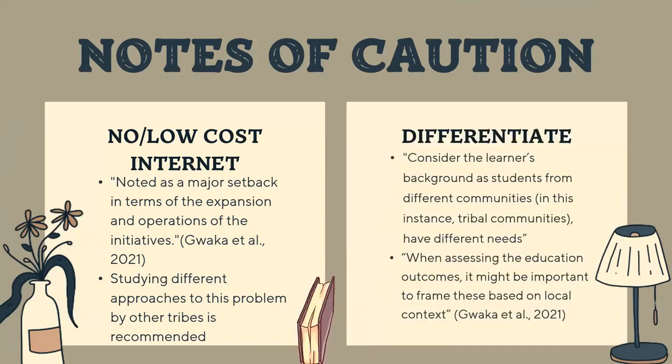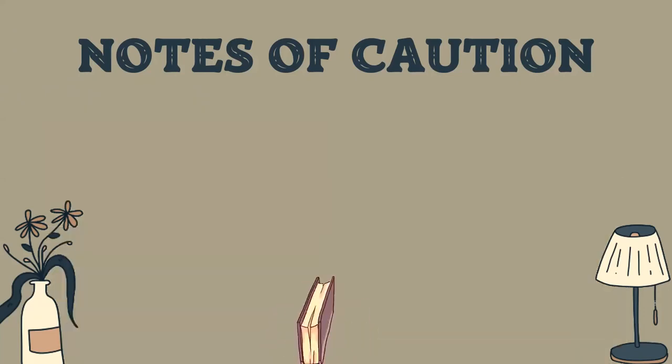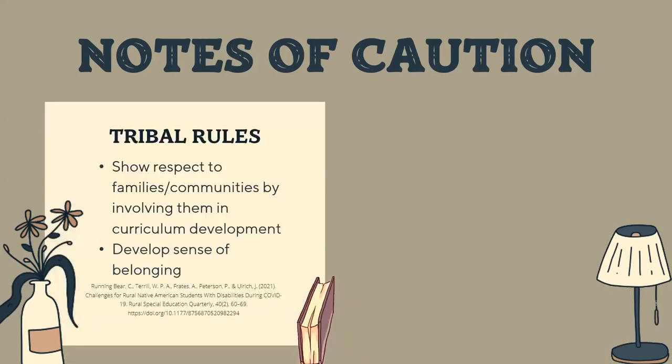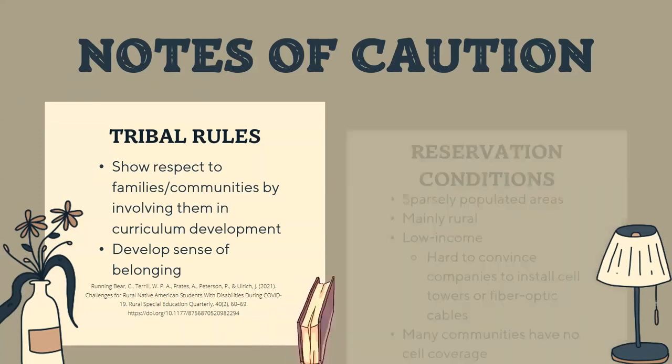When considering any initiative, it's important to differentiate the solution. No two reservations are exactly alike, and no one solution will work for all reservations. When assessing how an initiative is working, it might be helpful to consider the local context of each reservation. Tribal rules must be observed. It shows respect when communities and families are involved in developing curriculum and how it will be delivered to the student. Observing and respecting the local culture helps to develop that sense of belonging.